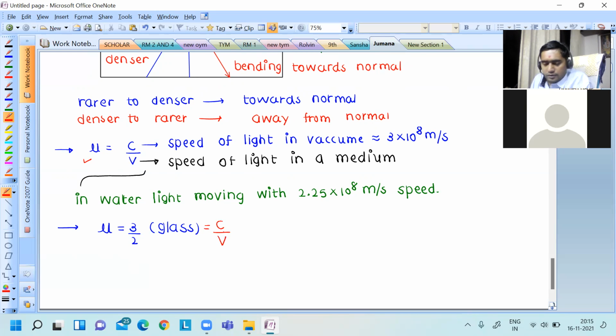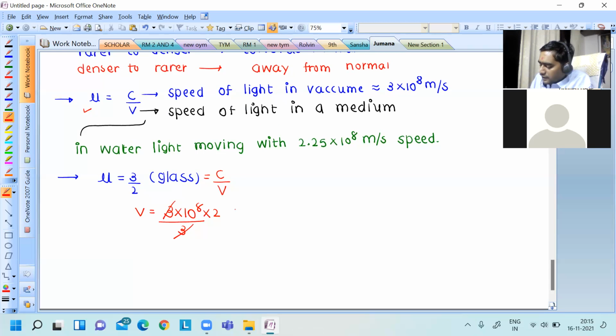See, this is mu equals C over V. So V is what you have to find out. If I substitute the value, 3 times 10 to the power 8, 2 will be multiplied here and 3 will be in the denominator. So 3 and 3 will be cancelled. So you get the answer 2 times 10 to the power 8 meter per second. So it's just C over mu. Yeah, C over mu. Okay, got it.